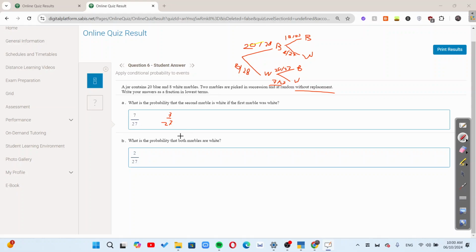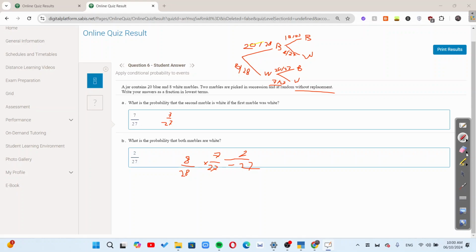Now, what's the probability that both are white? They're asking you what's the chance that both times you pick, you get white. So this is 8 over 28 times 7 over 27, you get 2 over 27. That's how you solve this one.